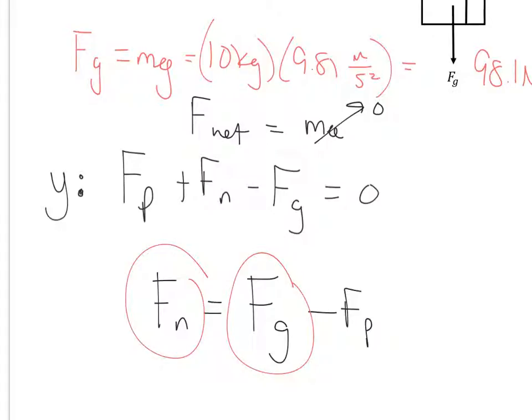So the normal force will not be equal to the weight anymore. It will be something less than the weight. So take the weight, subtract however much you're pulling to see what's left for the normal force. Okay, use a little bit of conceptual stuff, not just mathematical.